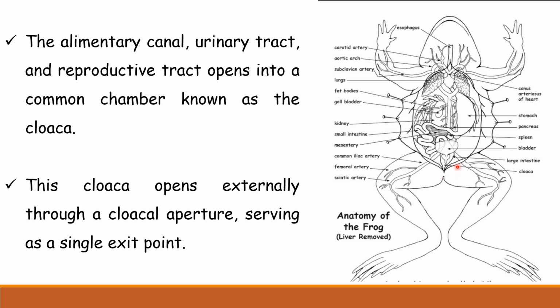So the uniqueness of this cloaca is, as we talked about, the three openings: the opening of the alimentary canal, urinary tract, and the reproductive tract. All three open into a common chamber. That is what we call a cloaca. The opening of the cloaca is known as the cloacal aperture, which serves as a single exit point.